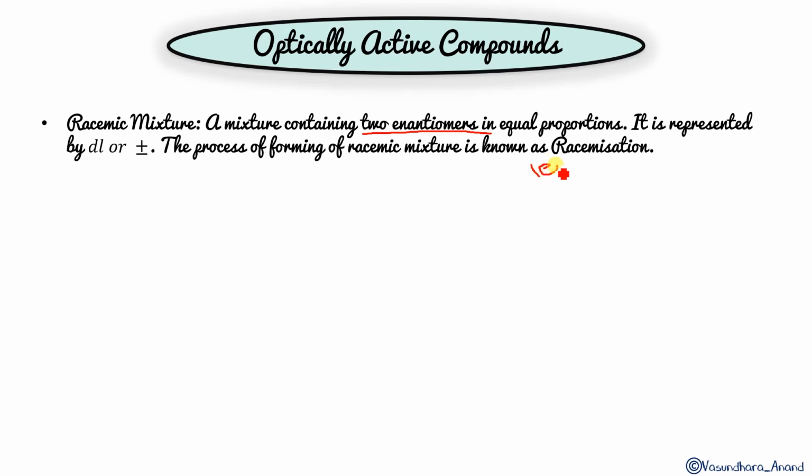But when we talk about the meso compound, in the meso compound the upper half and the lower half cancel each other's optical activity, and that's why they are also optically inactive. They are optically inactive due to internal compensation, and the racemic mixture is optically inactive due to external compensation. I hope it is clear.